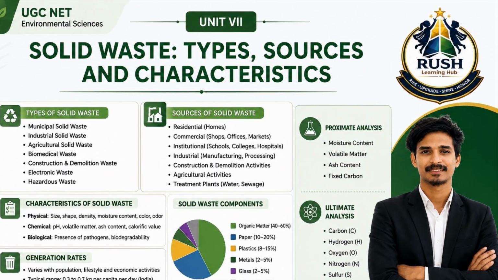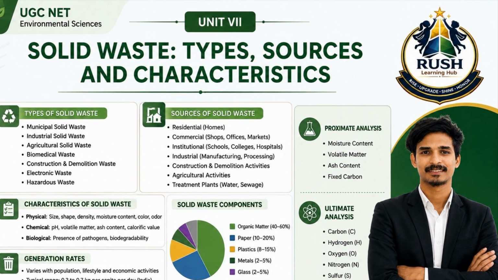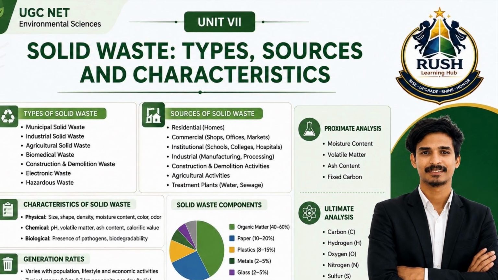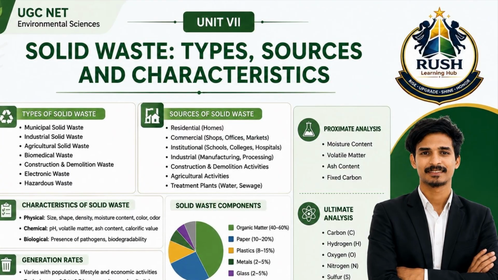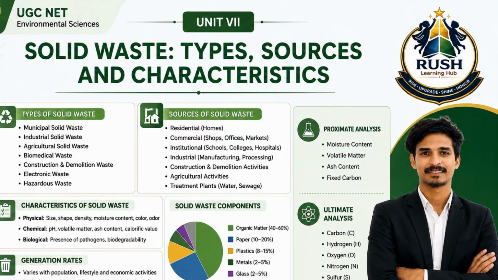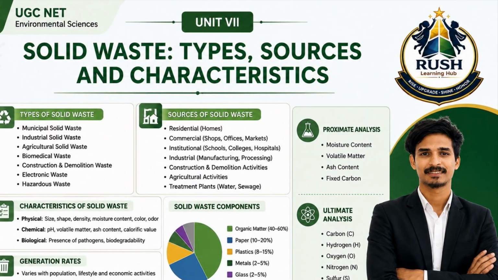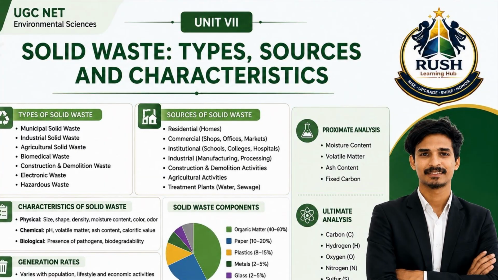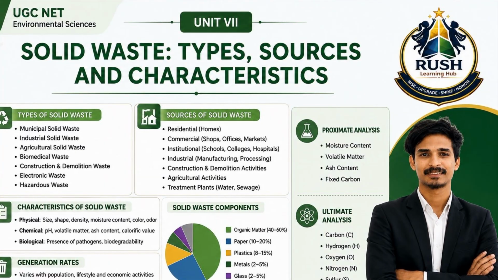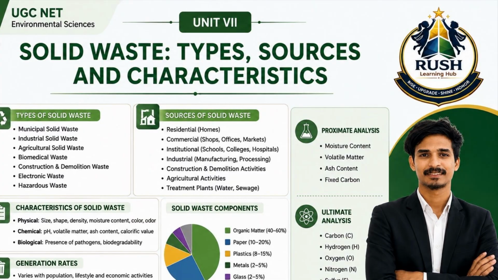The first type is municipal solid waste, commonly known as MSW. This includes waste generated from households, shops, offices, schools, hotels, markets, parks, and streets. Examples include food waste, paper, plastics, glass, textiles, garden waste, and street sweepings. Municipal solid waste forms the largest component of urban waste.